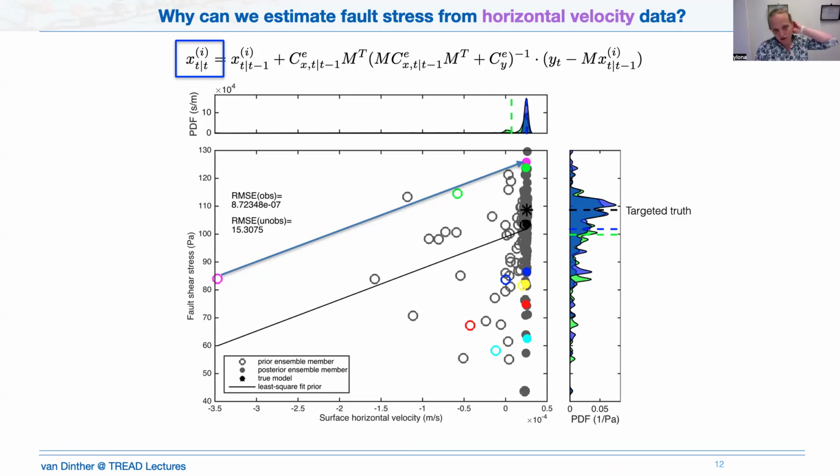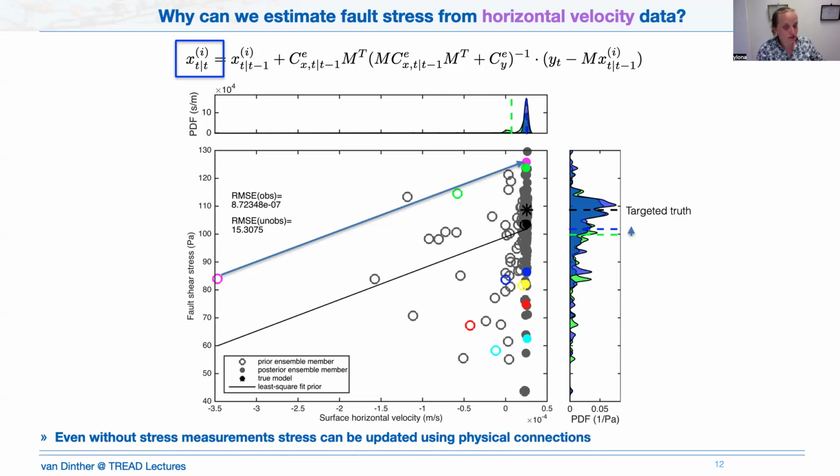That is the posterior probability density function that you see on the right there. So overall, for many of these models, the stresses are increased quite a bit, and the mean of that in dashed blue line is also increased a bit there in this one step with 1 point in data that we add. So we didn't do any stress measurement at all. We didn't add any stress measurement, and still we can update the shear stress because the model knows the physical connections between the two.